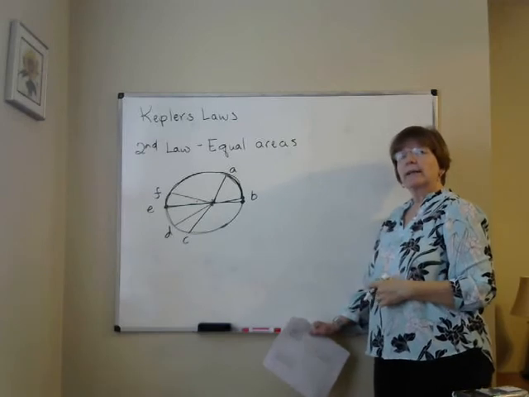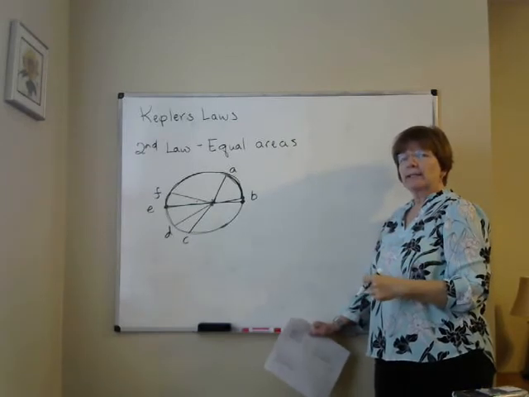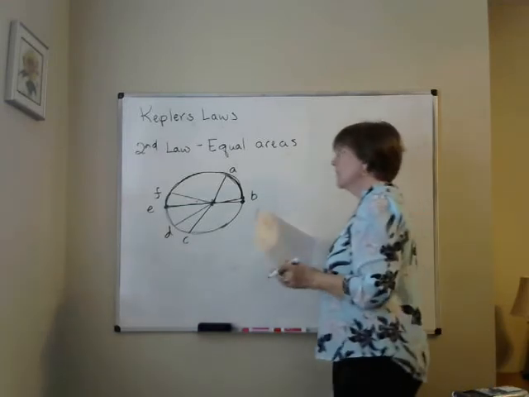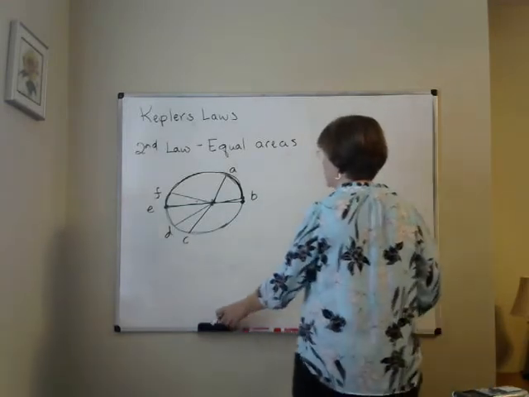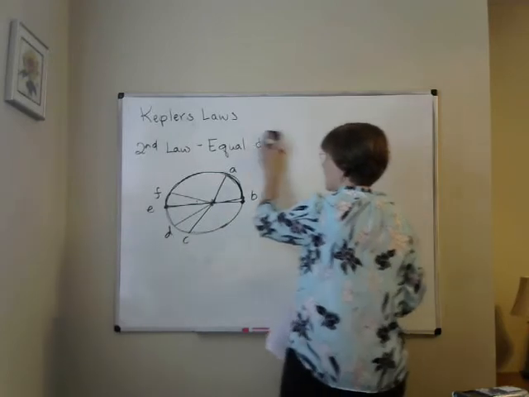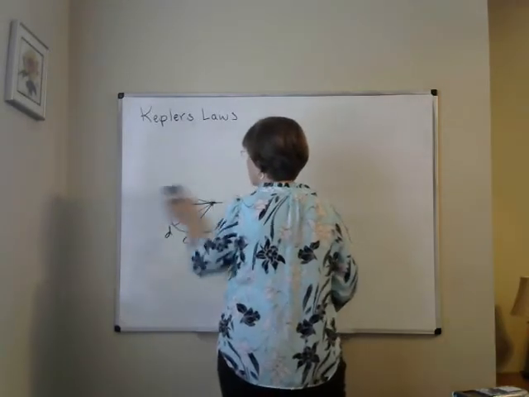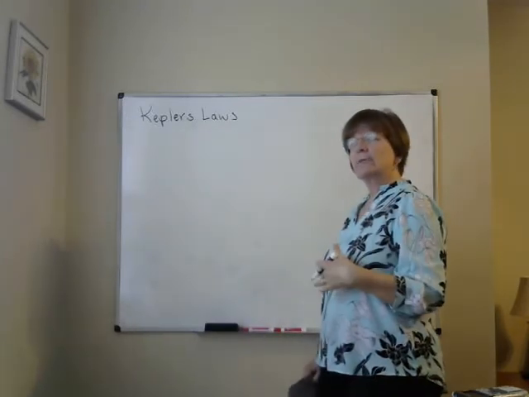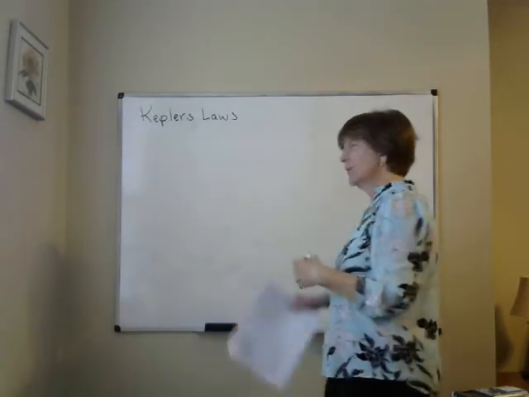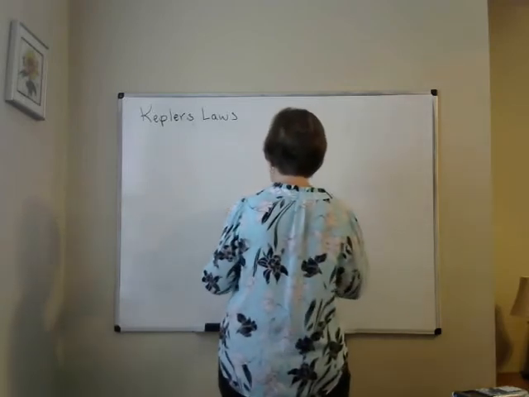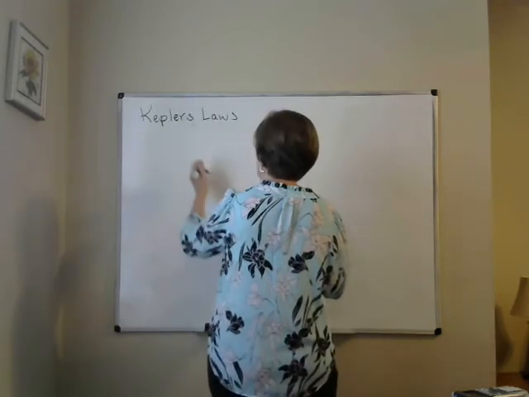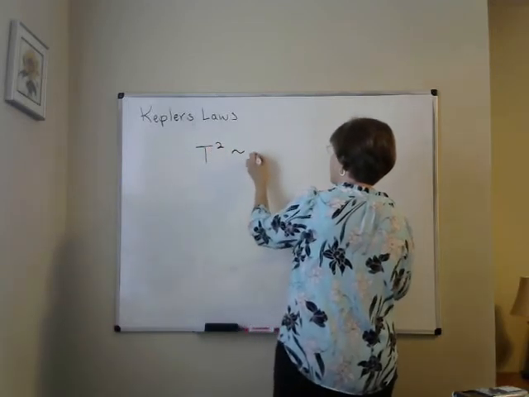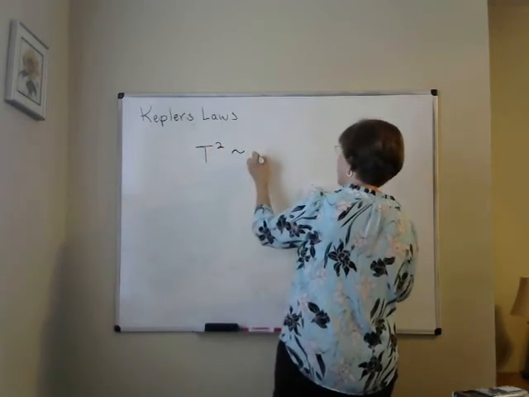Second law, it sweeps out equal areas in equal amounts of time. The third law is probably the one that you will do the least with. And the third law has to do with the relationship between the radius of the orbit, which is how close it is, and the period. And the third law says, basically, that the square of the period is proportional to the cube of the radius.